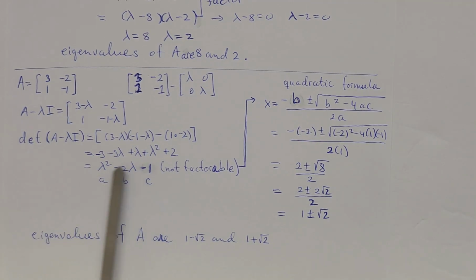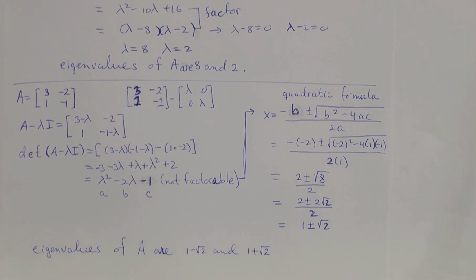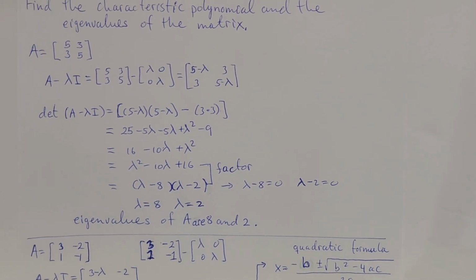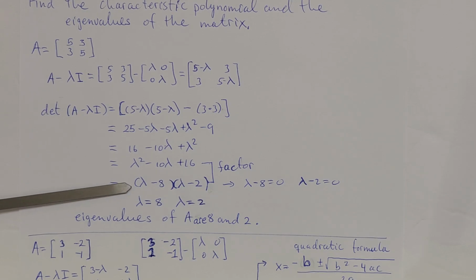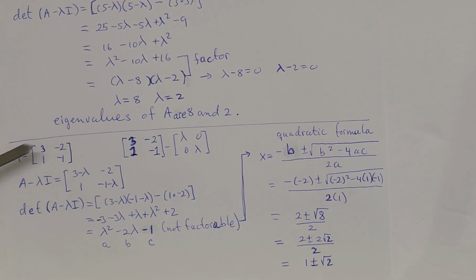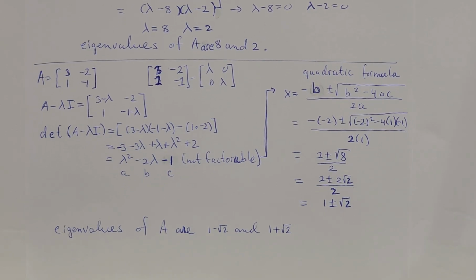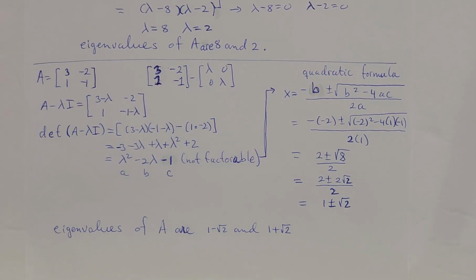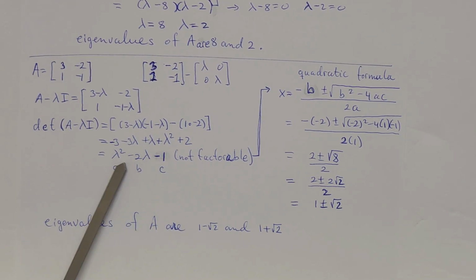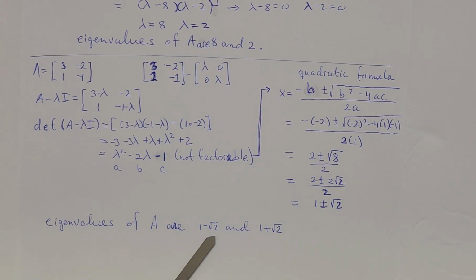Again, this right here is called the characteristic polynomial. This right here is our eigenvalue. One more time, the first example is factorable. However, if it's not factorable, make sure you use the quadratic formula. And this is a 2 by 2, so it's just lambda squared. Again, this is our characteristic polynomial, and this is the eigenvalue that we are looking for.